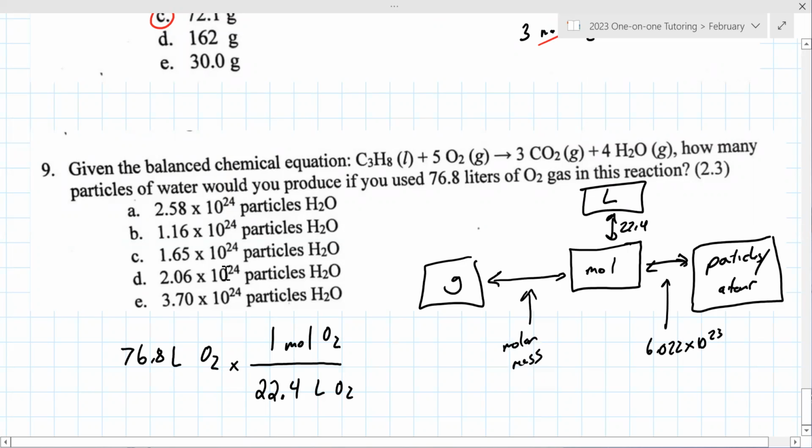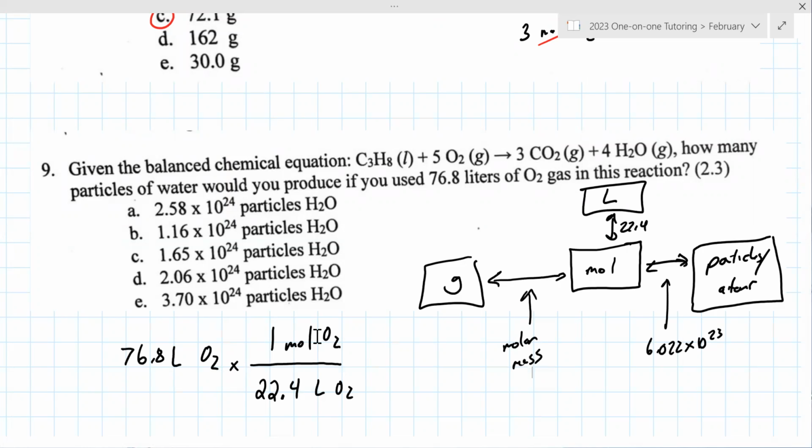So why is it one mole of O2 that goes to 22.4? Because to me, a mole is like a dozen. It's a representation of a collection of something. I'm not sure exactly what the formal definition is, but a mole is just a collection. It's a way to standardize everything.